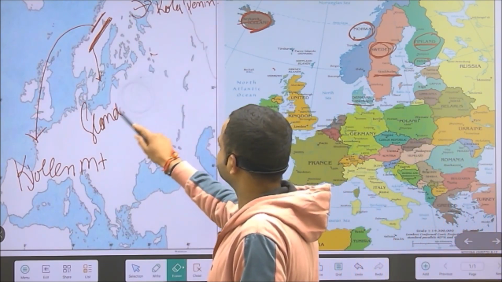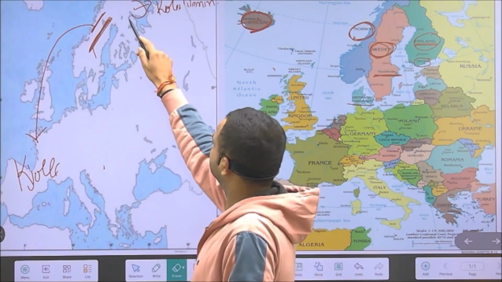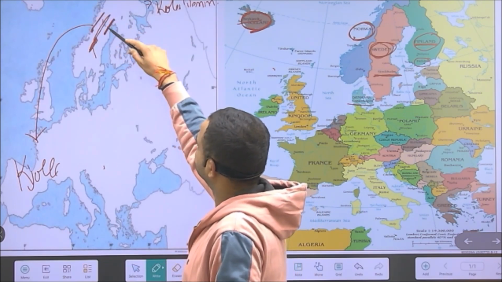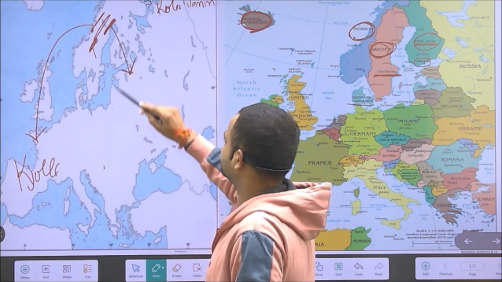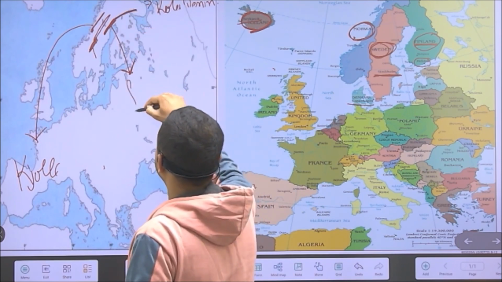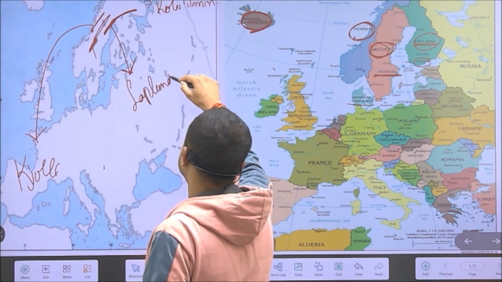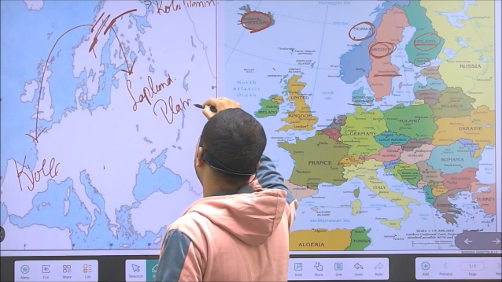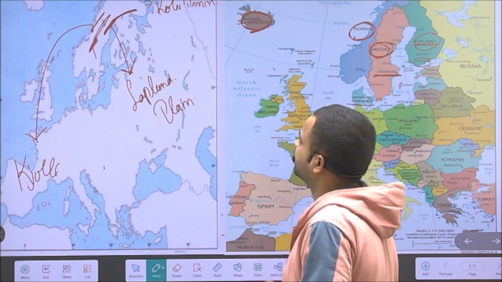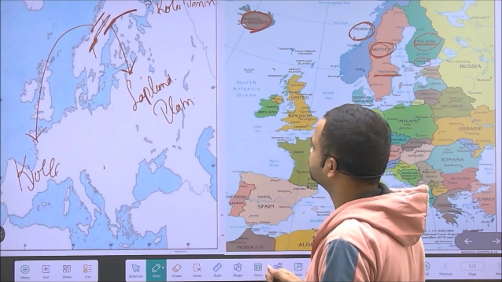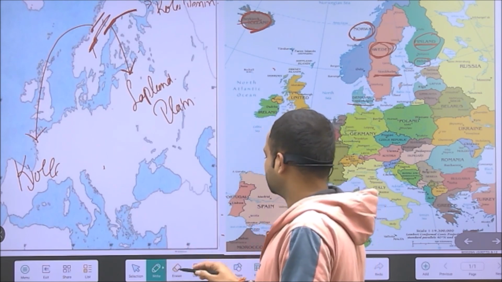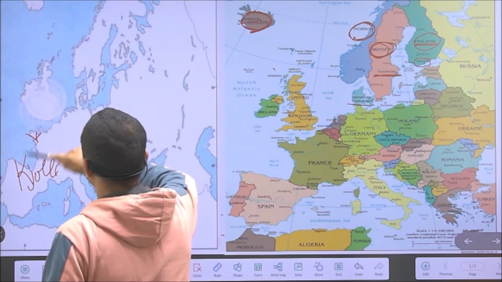In this region, this is a mountain, this is another mountain, and in this region one plain is situated, which extends to these plains. So these are the physical landscape of the Scandinavian countries and coastal region, as I discussed earlier. Now I will discuss further.